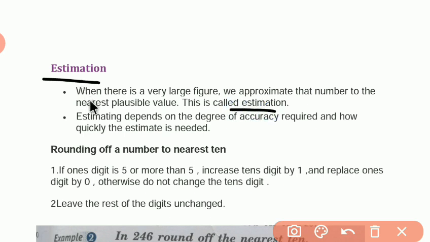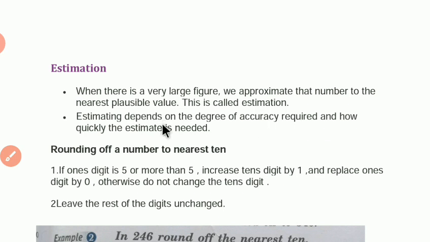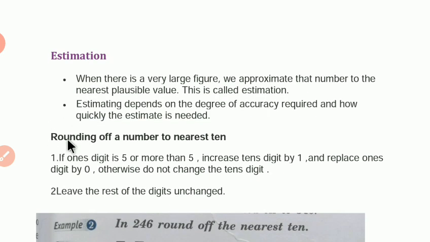Or we can say that when there is a very large figure, we approximate that number to the nearest plausible value, and this is called estimation. Estimating depends on the degree of accuracy required and how quickly the estimation is needed. We can estimate numbers to the nearest 10, 100 and 1000, and so on. First we will see how to round off a number to the nearest 10.